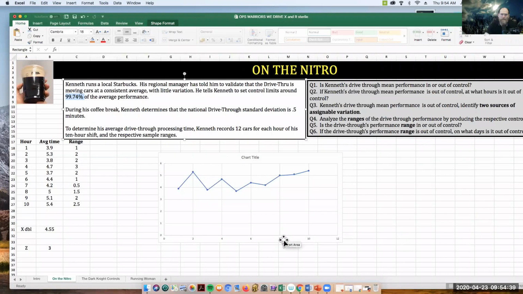All right. So back to this. Tim, what do you think? What's something we might want to do now? Find the upper and lower control limits. Okay. How do we do that? Take X bar plus and minus Z.